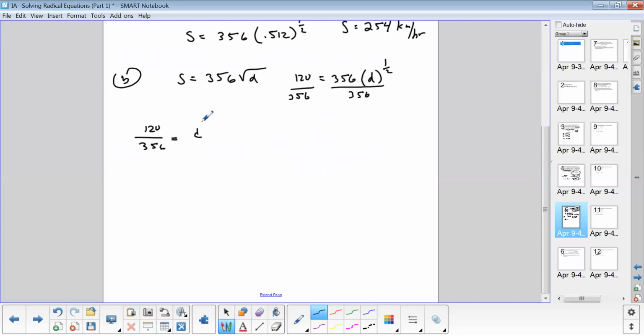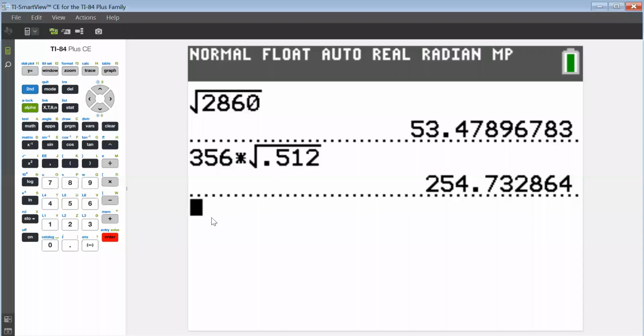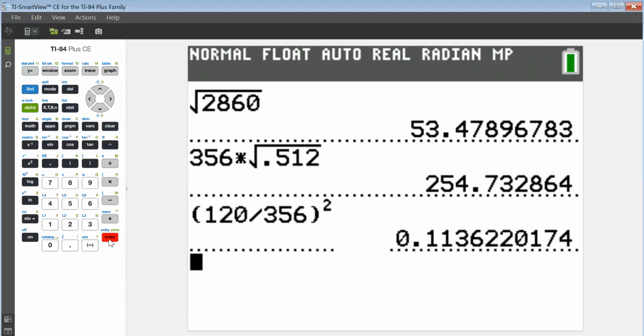And then I have d to the 1/2 power. So if I want to solve for just d, then I need to square both sides. So when I do that, I'm just going to type in 120 divided by 356 in my calculator in a parentheses. So I'm going to open parentheses, 120 divided by 356, and I'm going to close it. I want to square it, and I should get about 11 hundredths.